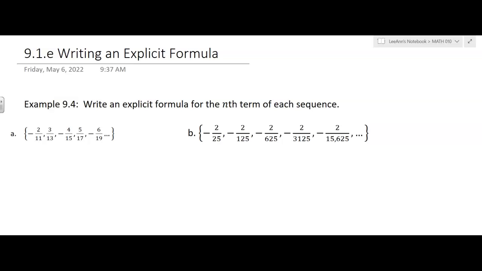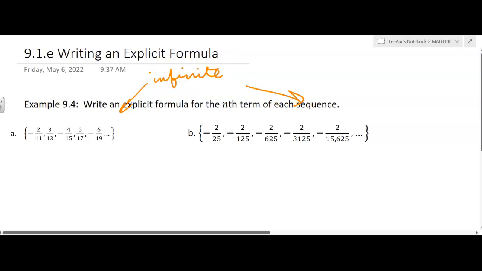Okay, so now we want to write the formula ourselves based on the pattern that they give us. So you'll notice that A and B are both infinite sequences. These are infinite. I think there's a C, but I think it's infinite also. But they're infinite sequences. Now, you look at the first one and you're looking for patterns.